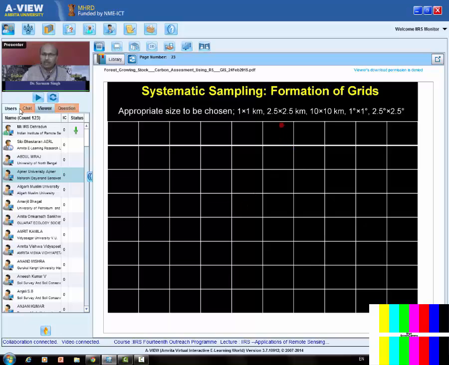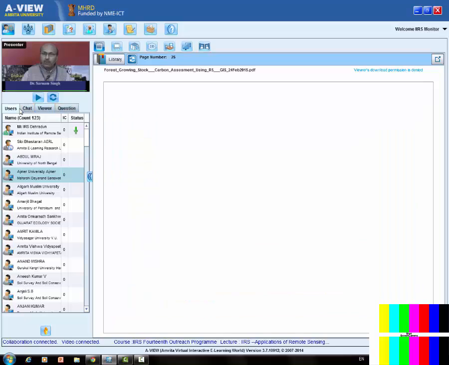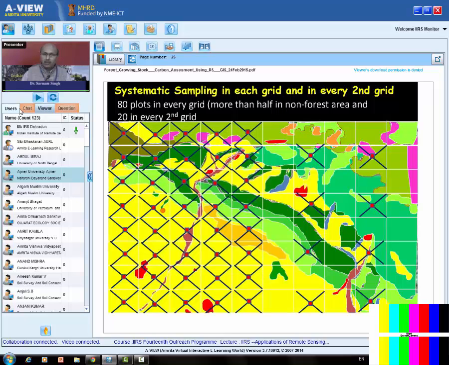It can be anything: 1 kilometer by 1 kilometer, or 2 kilometer by 2 kilometer, or maybe 1 degree by 1 degree or 2.5 degree by 2.5 degree. Anything you can decide depends, as I said earlier, upon the manpower, money and time available to you. And then we overlay this on the classified map. The grid is overlaid here. If you look at the left side, this is systematic sampling. That means at each grid intersection I will lay a plot. If I do the sampling in each grid, I need to take a lot of samples, maybe 80 sample plots for a very small area here. Or I can do it in every second grid.